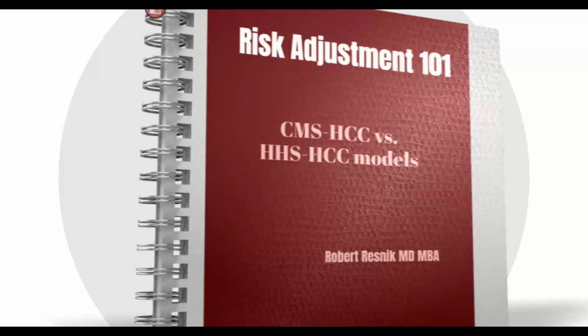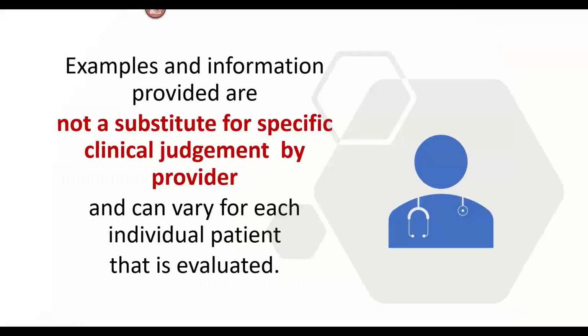What we're trying to do is to review the risk adjustment coding and the differences between the HHS version versus the CMS version. The HHS version is, of course, the Health and Human Services version. And the CMS version is used for Medicare Advantage. The bottom line is the diagnosis you code are basically the same. The calculation, the risk score, is a bit different, but I'm going to point out those differences.